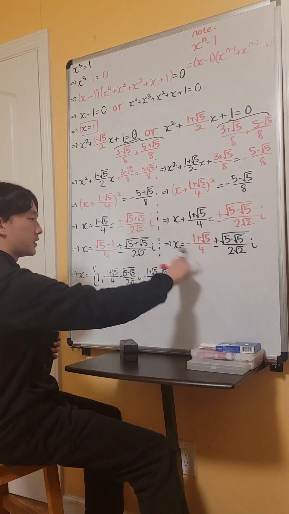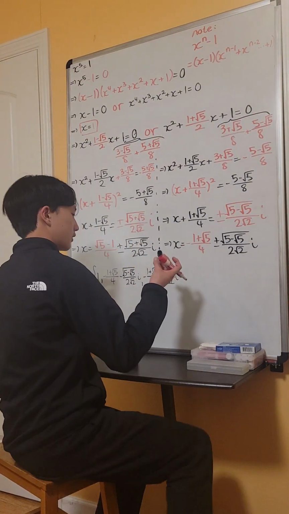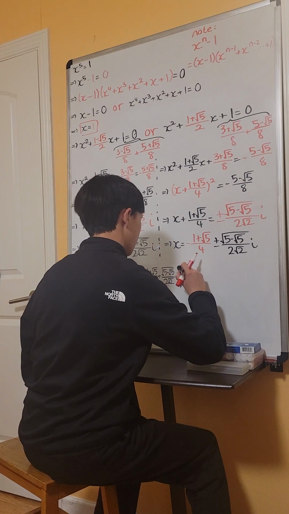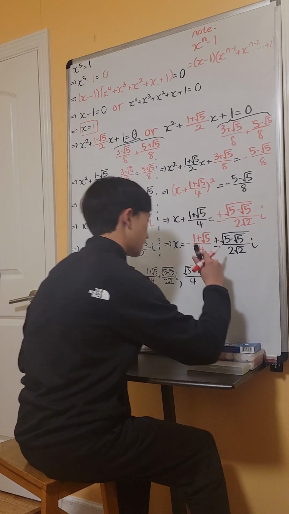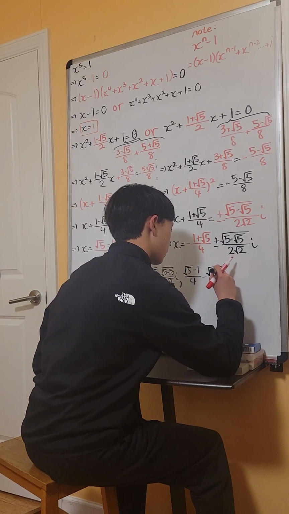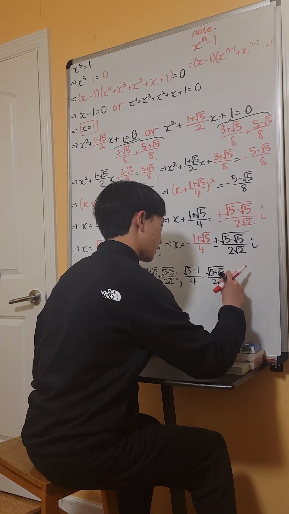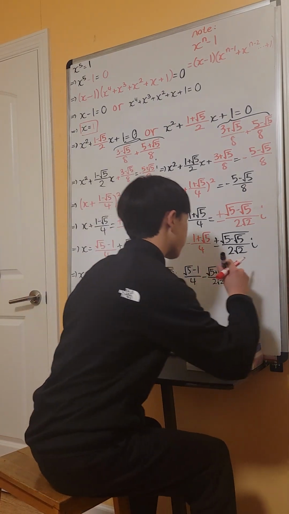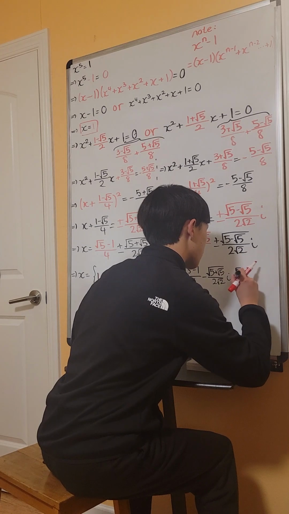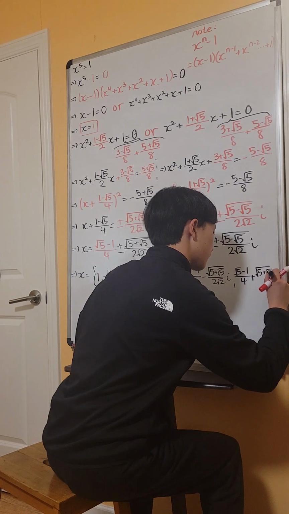Okay, so that's these two. Now let's write down these two. We have root 5 minus 1 over 4. First, let's write down the minus. Root 5 plus root 5, root of 5 plus root 5. And then over 2 root 2i. Finally, our last solution is just the positive version of this, which is root 5 minus 1 over 4 plus root of 5 plus root 5 over 2 root 2i.